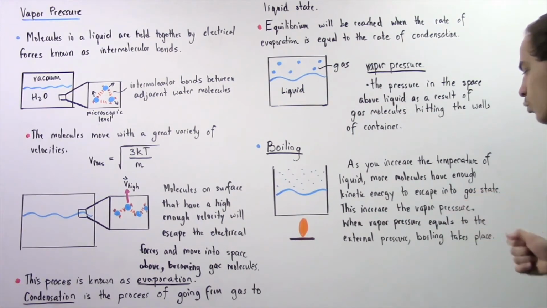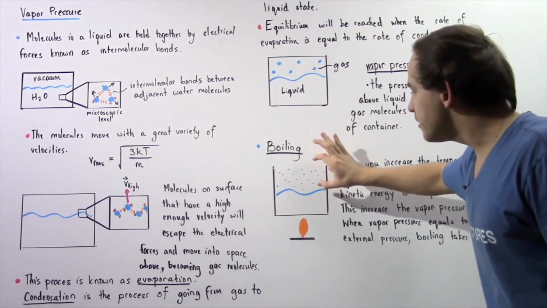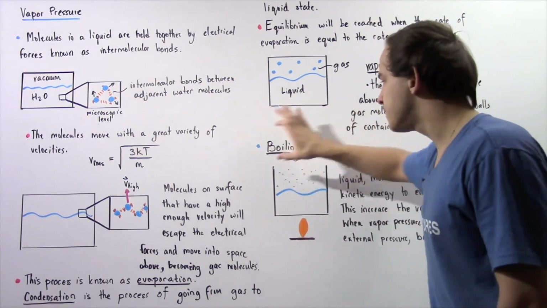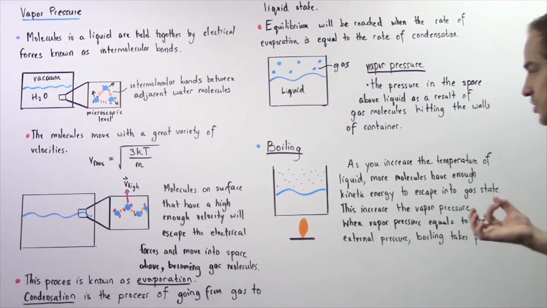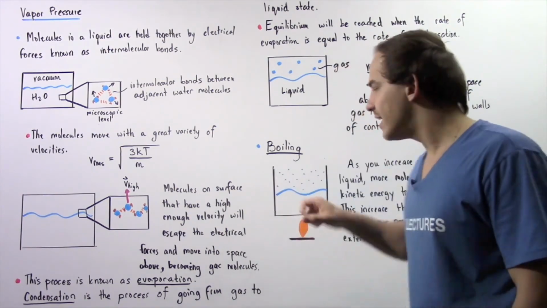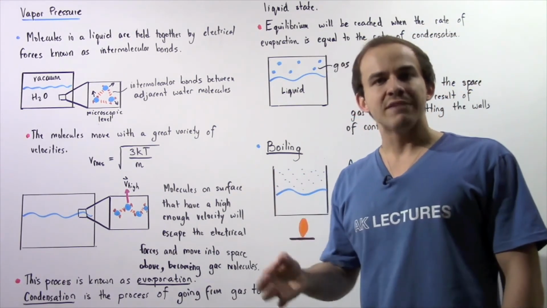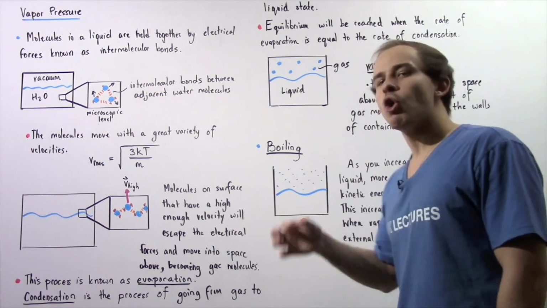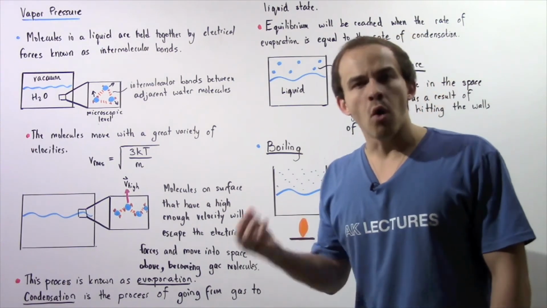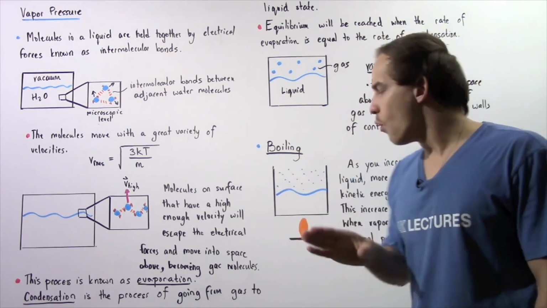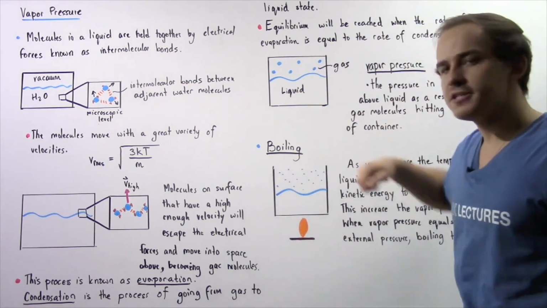When the vapor pressure equals the external pressure, in this case the atmospheric pressure, boiling takes place. And at this point, the molecules inside our liquid, not only on the surface of the liquid, but inside of our liquid, when these molecules have a high enough kinetic energy, they will readily escape into this region here. And that is known as boiling. And bubbles of gas will form inside our liquid, and these bubbles will rise into the space above.